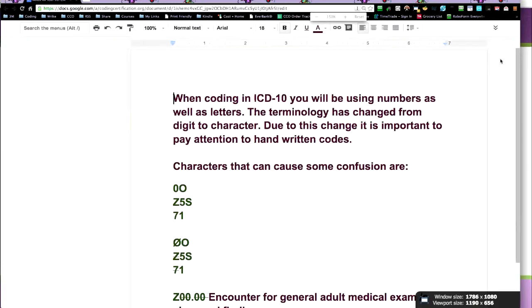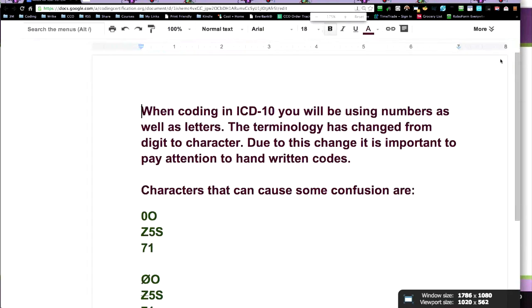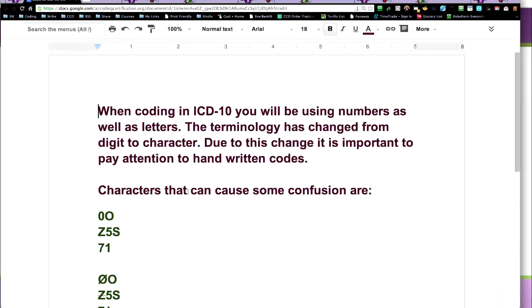And one of the things is that you no longer are using just numbers when doing ICD, like ICD-9. You had 401.9 was hypertension, and you never saw in an ICD-9 code a letter. So they've changed the terminology, and it's no longer digits, but they're going to call them characters. And that is because you're going to see numbers and letters. So with that being said, there's some letters and numbers that get a little confusing, and I made a note of a couple of them.